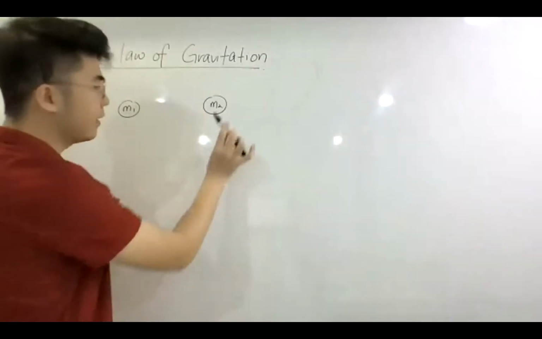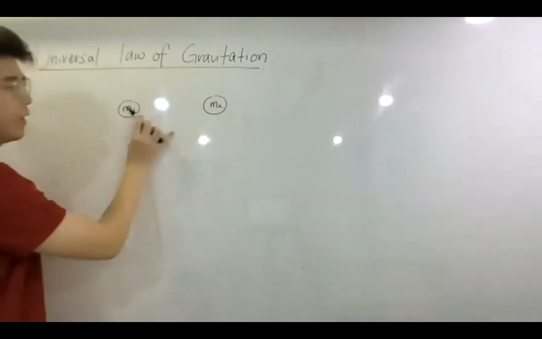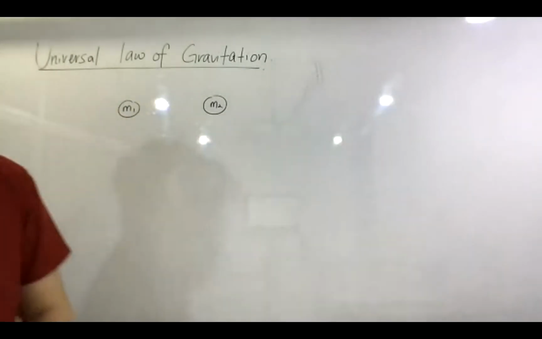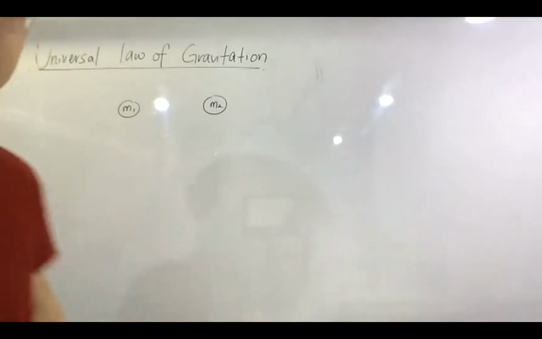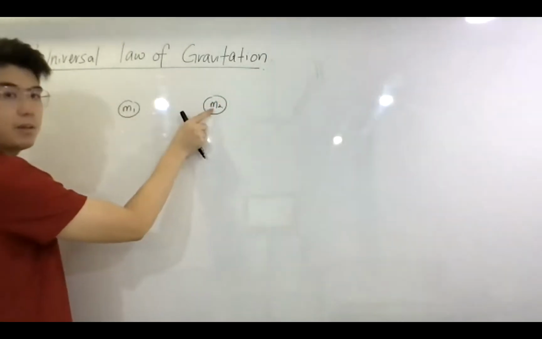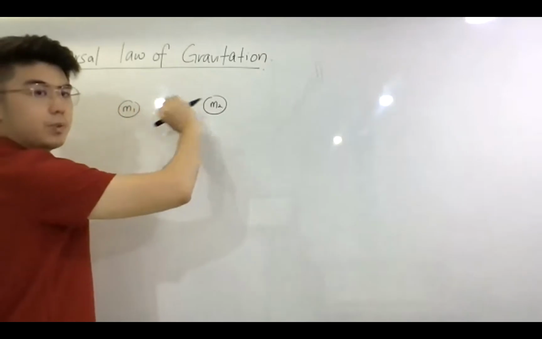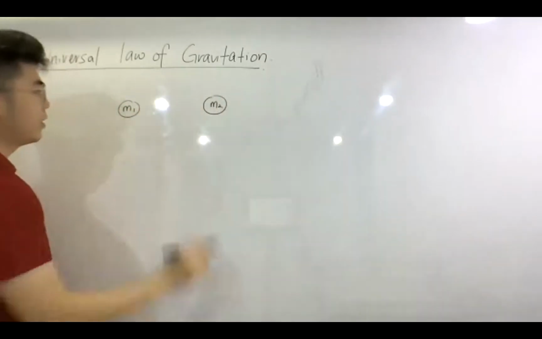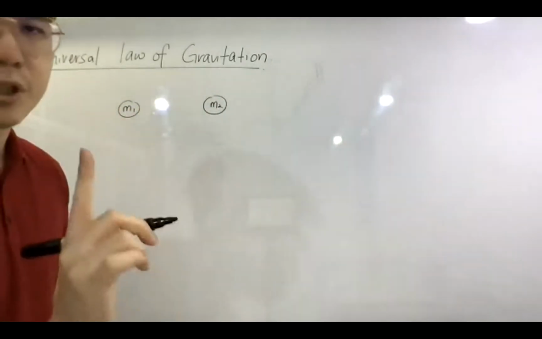And similarly, this mass will attract this mass. There will be two forces. This one will pull it, and this body will also pull this one towards it. How do I label the force of attraction?